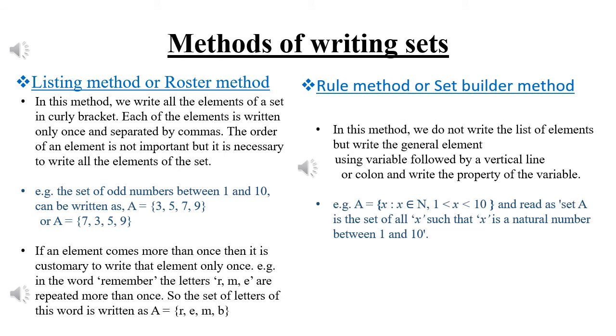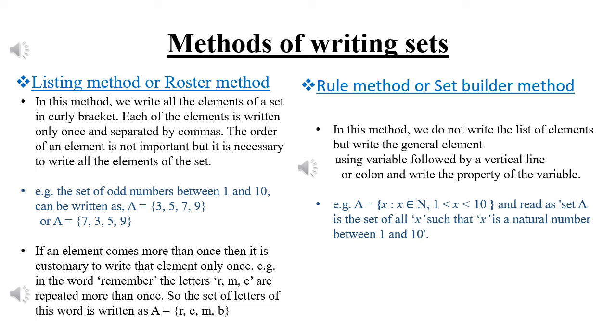Now we see the second method of writing a set, that is the rule method or set builder method. Here also, the name of the method itself, set builder or rule method, means there are some criteria or some rules which we are going to follow while writing a set. Here we do not list the elements, but we write the general element using a variable followed by a vertical line or a colon, and then we write the property of the variable.